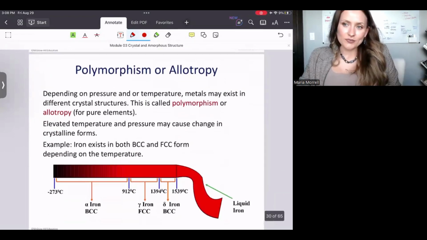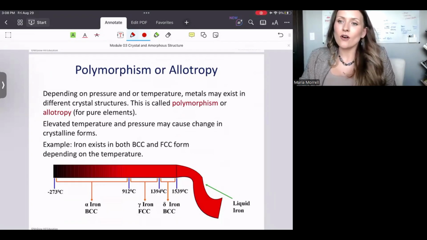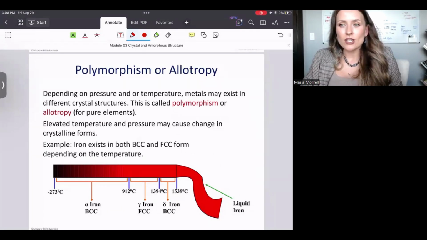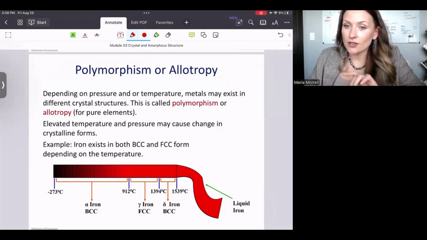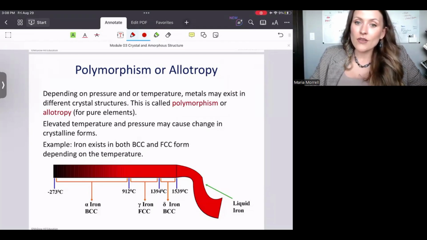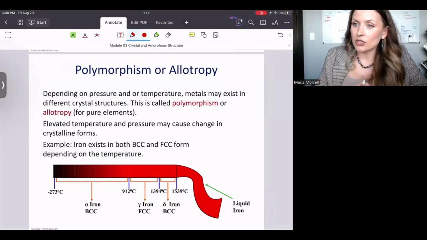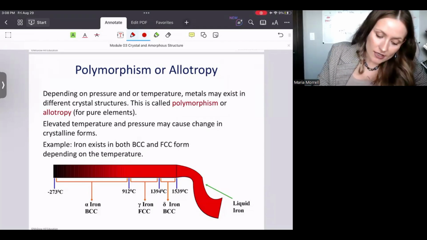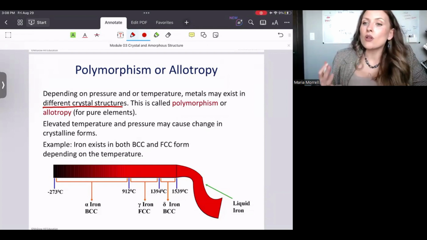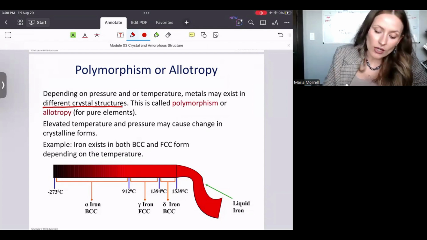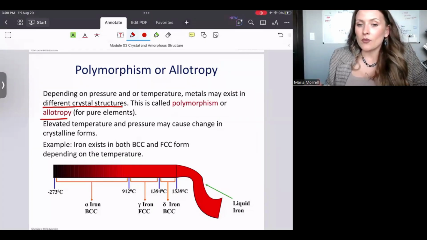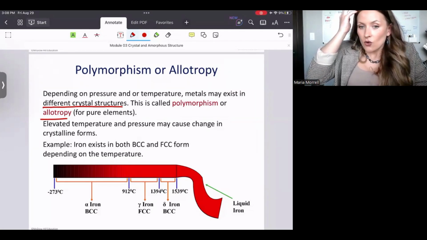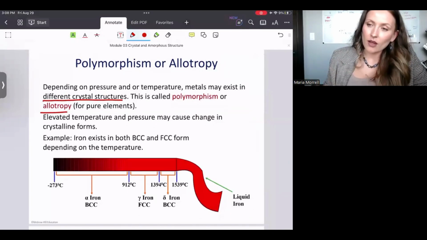Now, before we conclude this lecture, one thing I'm going to tell you is that so far, I do not want you to get the impression that all materials possess a specific crystal structure. It is true for the majority of the metals. However, some of the materials are very unique, and iron happens to be one of those where, depending on the pressure and the temperature, they can exist in different crystal structures. And we call this phenomenon polymorphism or allotropy for pure elements.